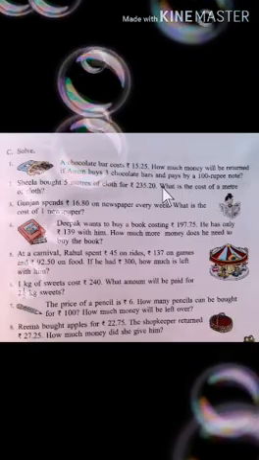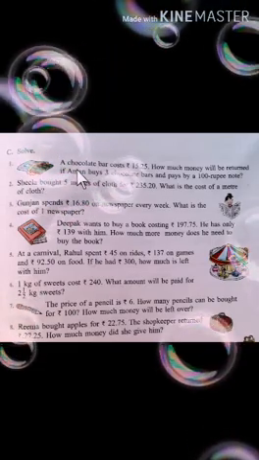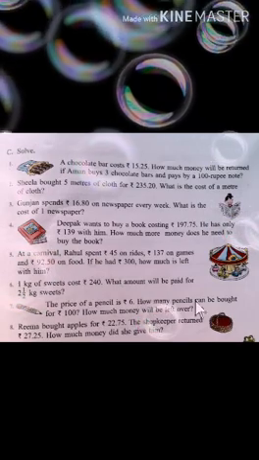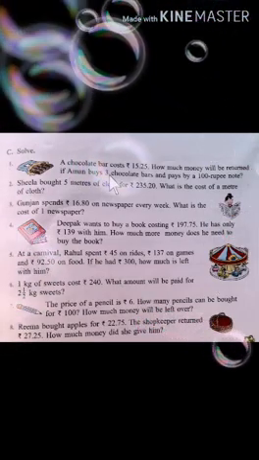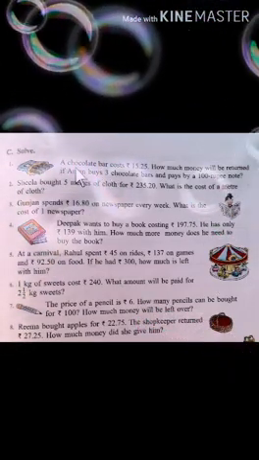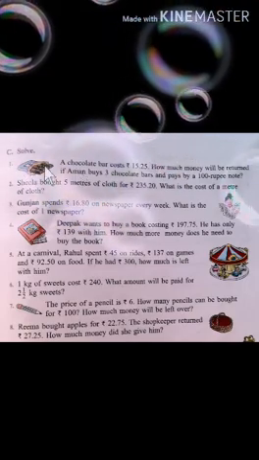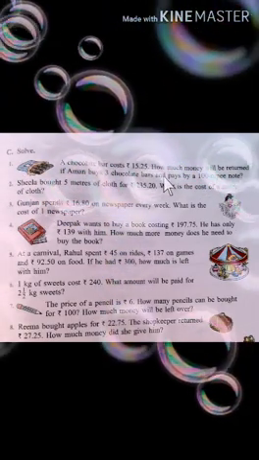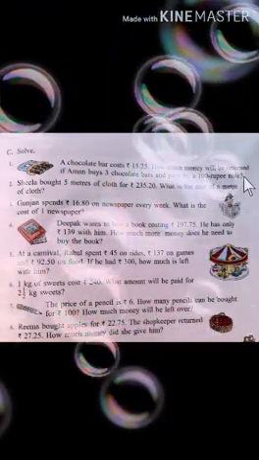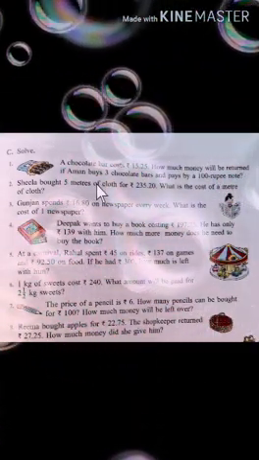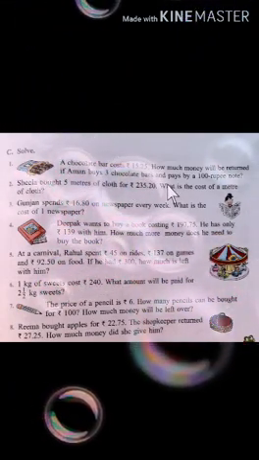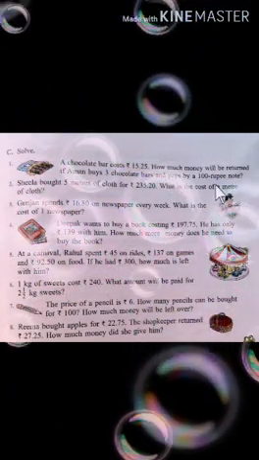Today let's continue question C. Solve, it means in question C word problems are given, so read carefully and then solve. Let's start question 1. A chocolate bar costs rupees 15 and 25 paise. How much money will be returned if Aman buys 3 chocolate bars and pays with a 100 rupee note?